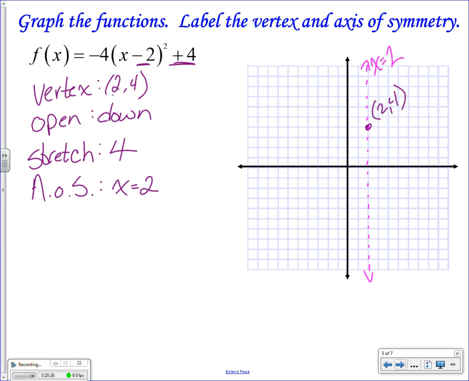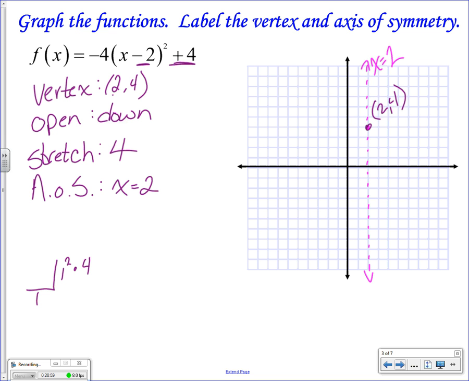Right? I'm supposed to go over 1, up 1 squared. But now I have to multiply by a, so I'm going to multiply by 4. So what's 1 squared times 4? Anybody know? What's 1 squared? What's 1 times 1? 1. 1 squared is not 1 times 2. It's 1 times 1. Okay, and then times 4 is 4, right?